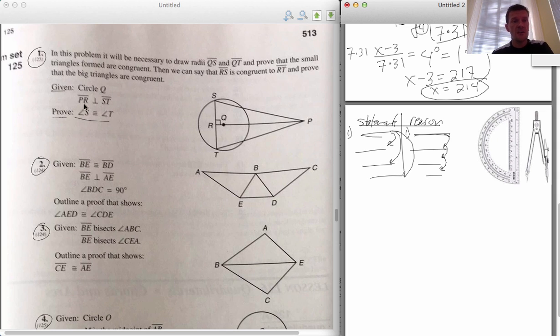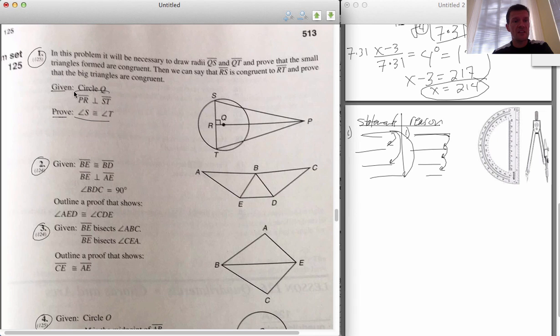So we got a circle, and you have that PR is perpendicular to ST. If we started with that statement, the reason would be given. Then we could say that angle PRS and angle PRT are right angles, because perpendicular lines form right angles. And then you could say that angle PRS and PRT are congruent because right angles are congruent. You got to go step by step. I know it's kind of tedious.